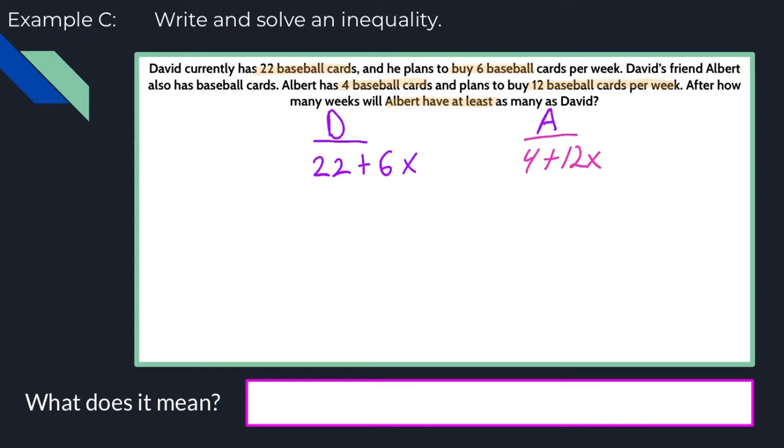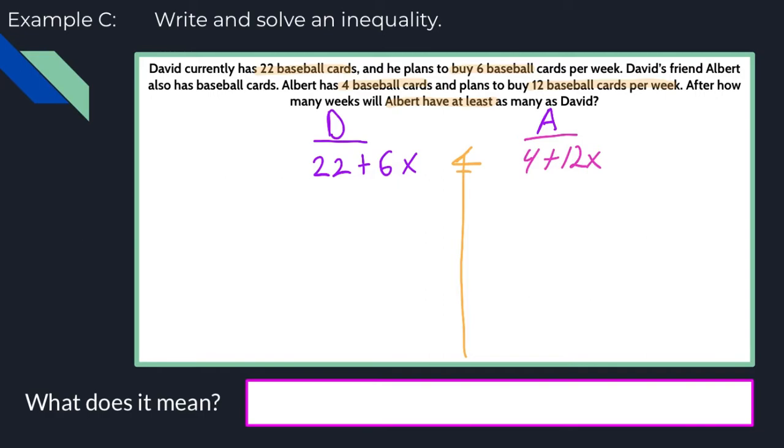It says Albert has at least as many as David. So we want him to have as many as David, but also he could have more than David. He can't have less than them. That wouldn't be the answer to the problem. So we need to make sure that our greater symbol is pointing towards Albert because we want to know when he is going to have at least, so have the same, or more than David. So now that we've identified where our symbol belongs, we're going to draw down and we're going to solve.